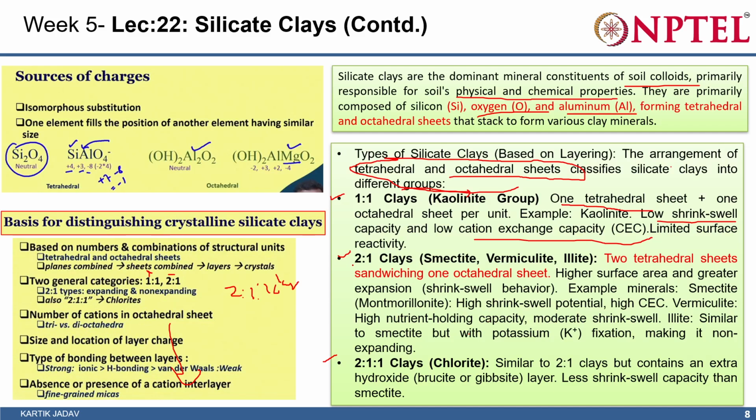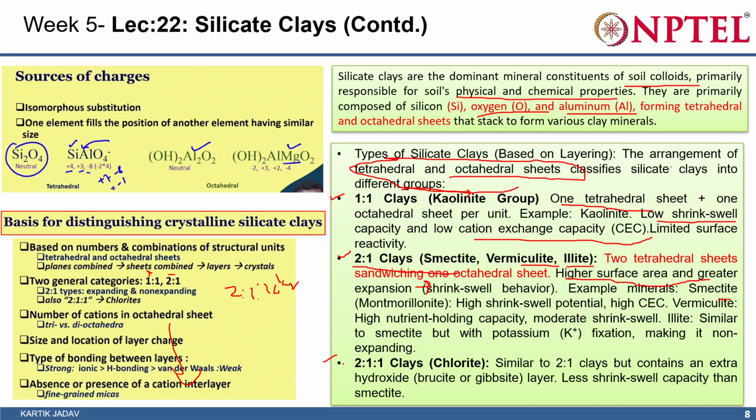Now, 2:1 clays have two tetrahedral sheets sandwiching one octahedral sheet. They have a higher surface area and greater expansion, which means well-developed shrink-swell behavior. Examples are smectite, vermiculite, and illite. Smectite is also known as montmorillonite. It has a high shrink-swell capacity, as we have discussed, due to its high surface area.